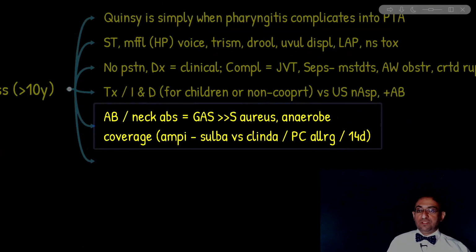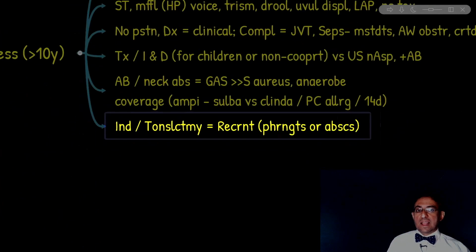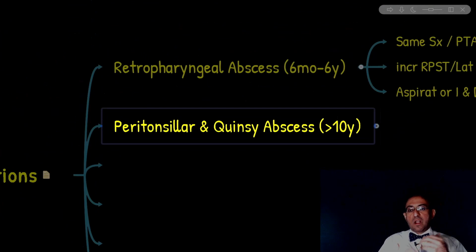Final important question is when tonsillectomy is indicated. Always remember, if you are dealing with recurrent peritonsillar abscess or recurrent pharyngitis. Now, what are the possible complications of these deep neck infections and abscesses? One is carotid rupture, the other is mediastinitis or sepsis. We can also have the possibility of airway obstruction and internal jugular venous thrombosis.